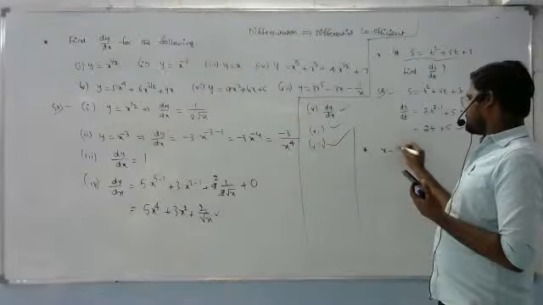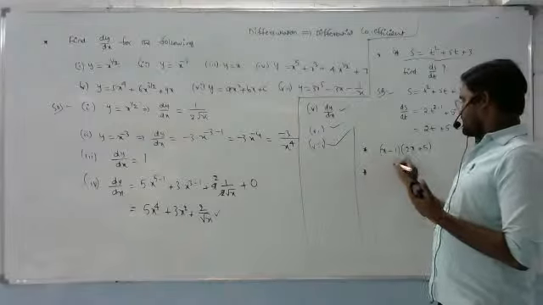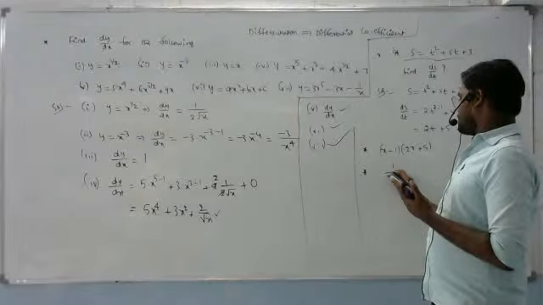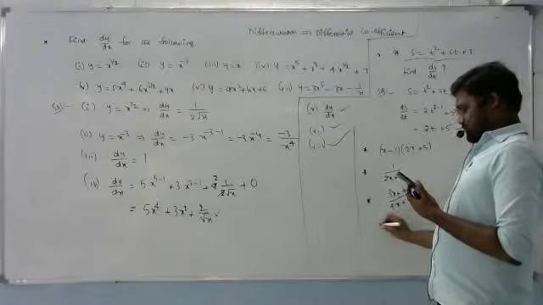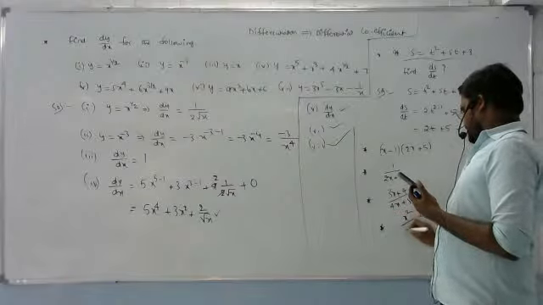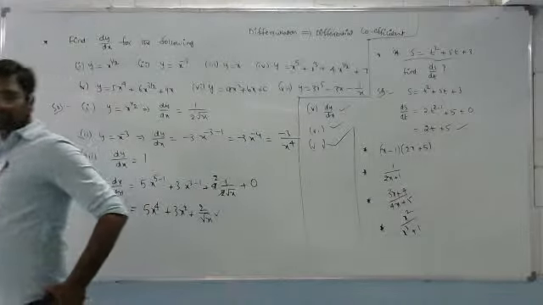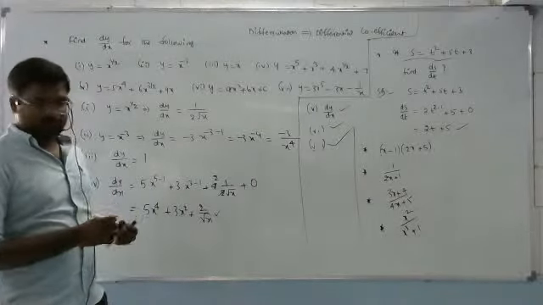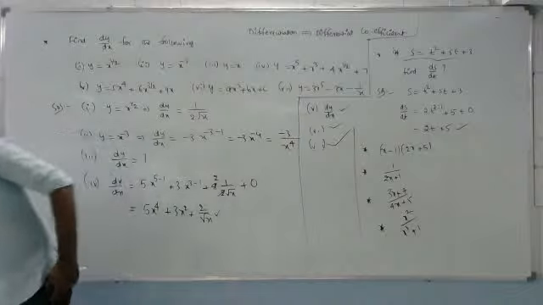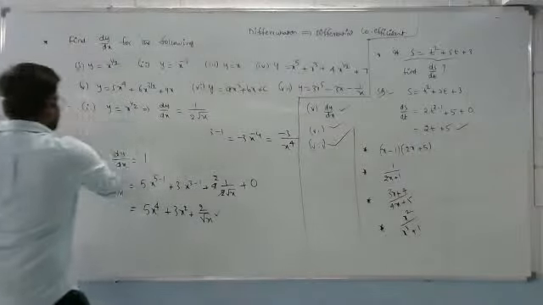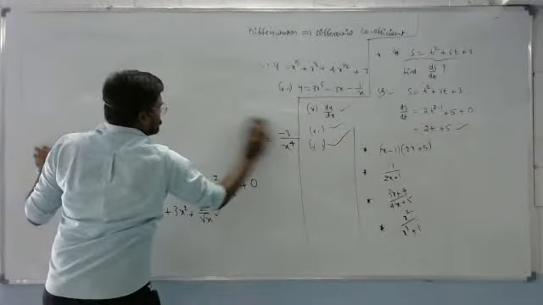Now find the differentiation of this one. x minus 1 into 2x plus 5. Similarly, 1 by 2x plus 1. 3x plus 4 by 4x plus 5. x square by x cube plus 1. Okay, 2 more minutes and then I'll stop.